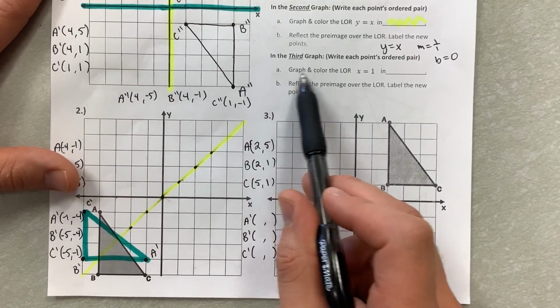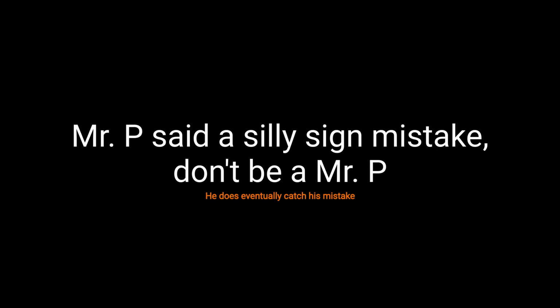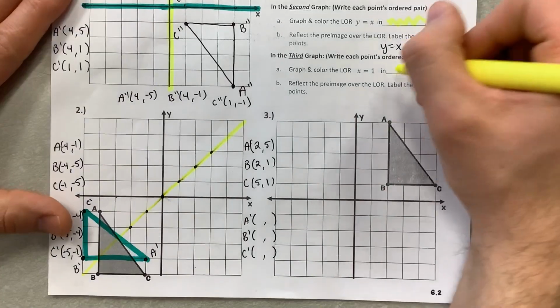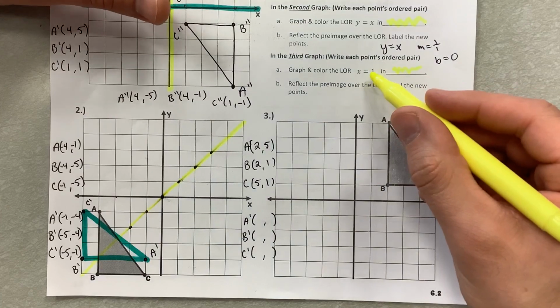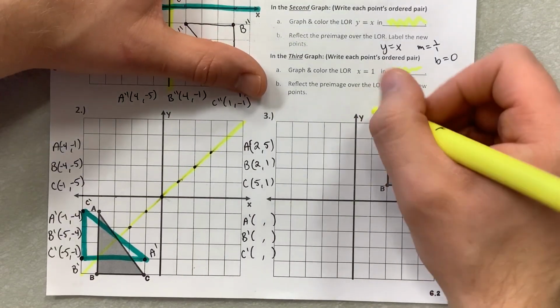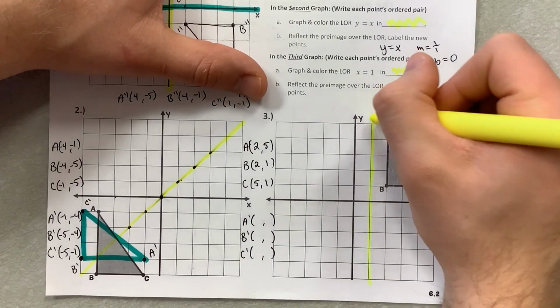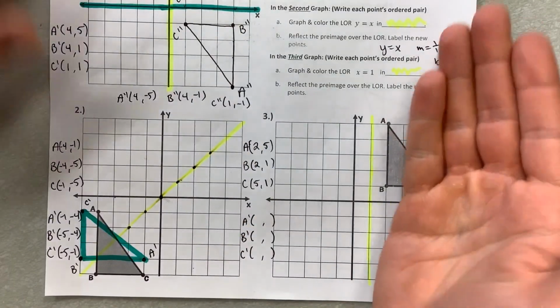Now it wants us to graph and color in the line of reflection of x equals 1. Ooh, this is gonna be a good one. I'm gonna use yellow for this one again. So x equals 1. So here's my x, here's 1. And again, this is gonna give me a vertical line through it. So this is my line of reflection right here. This yellow line is my line of reflection. I'm gonna flip this triangle over that.